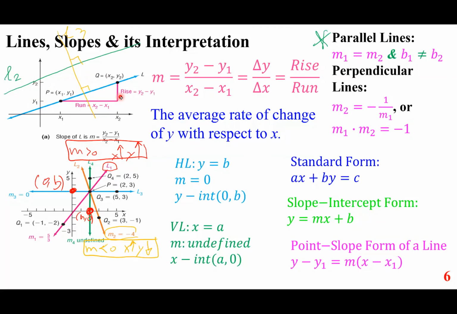So this was the synopsis of what we know about lines, their slope, and more importantly, the interpretation that becomes very important in algebra ultimately, which is the average rate of change of y with respect to x, and we need to understand that concept.